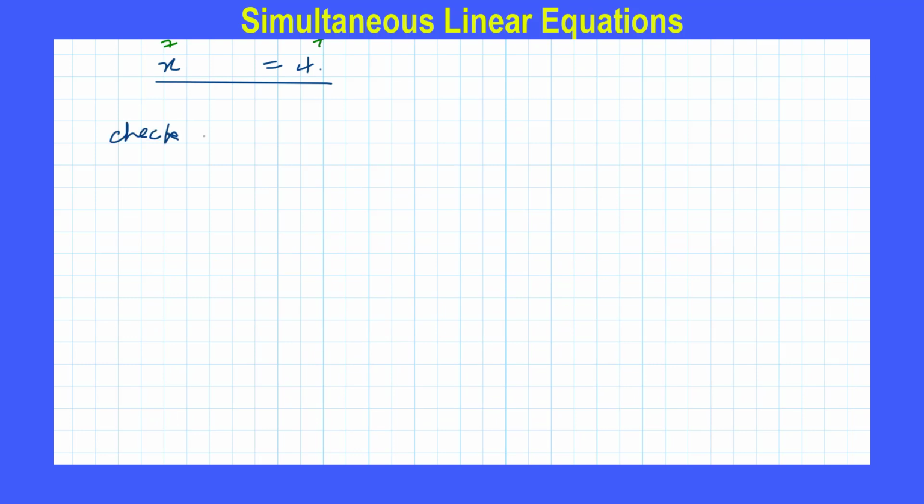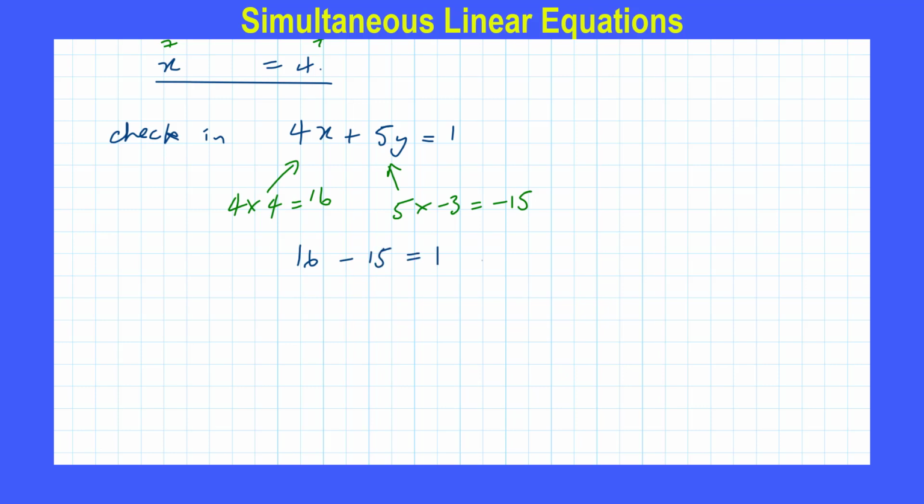Okay, we're going to check this in our second equation. So our second equation was 4x plus 5y equals 1. We know that the value of x was 4, so we can work out what 4 times 4 is. And we know the value of y was -3, so work out 5 times -3. So we've got 16 minus 15, which equals 1, which is what we wanted.